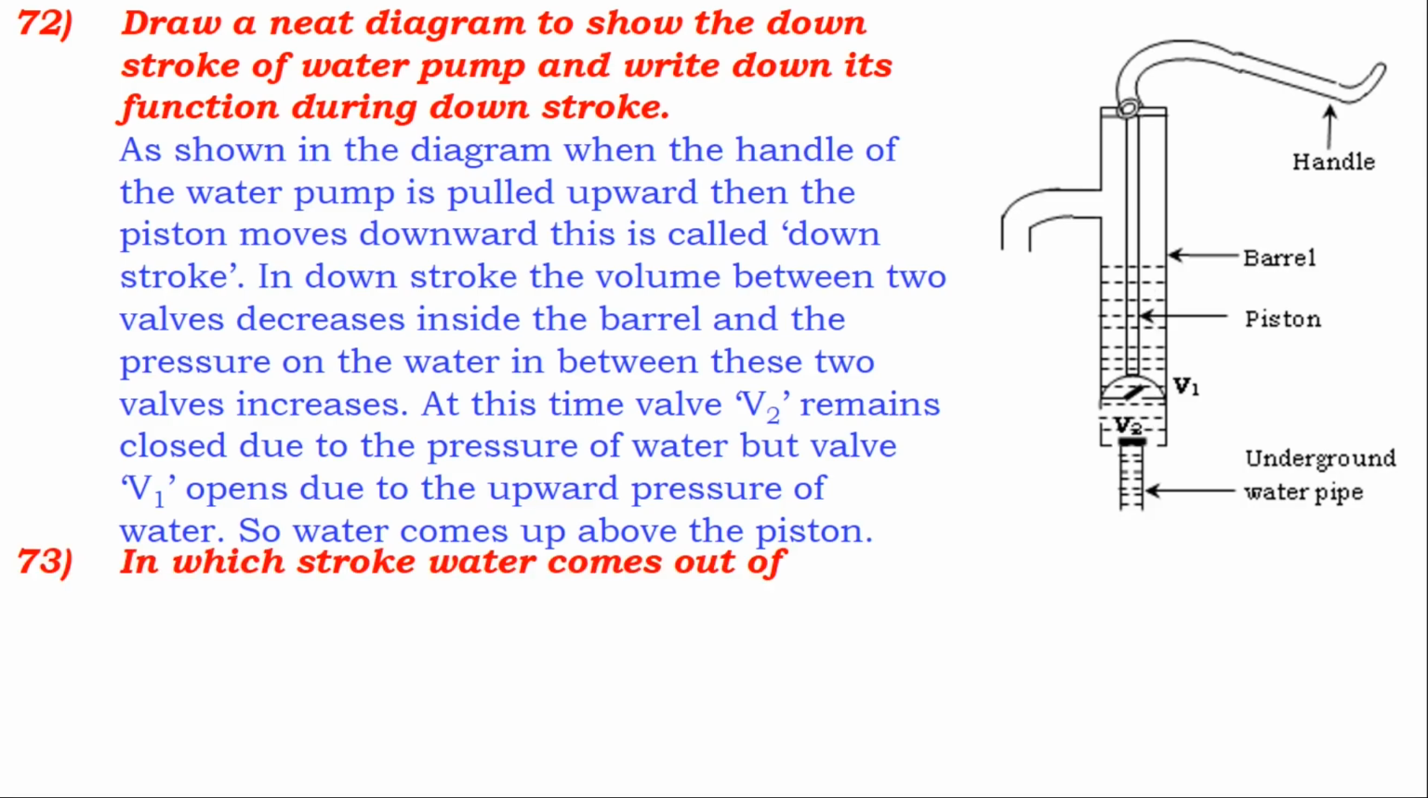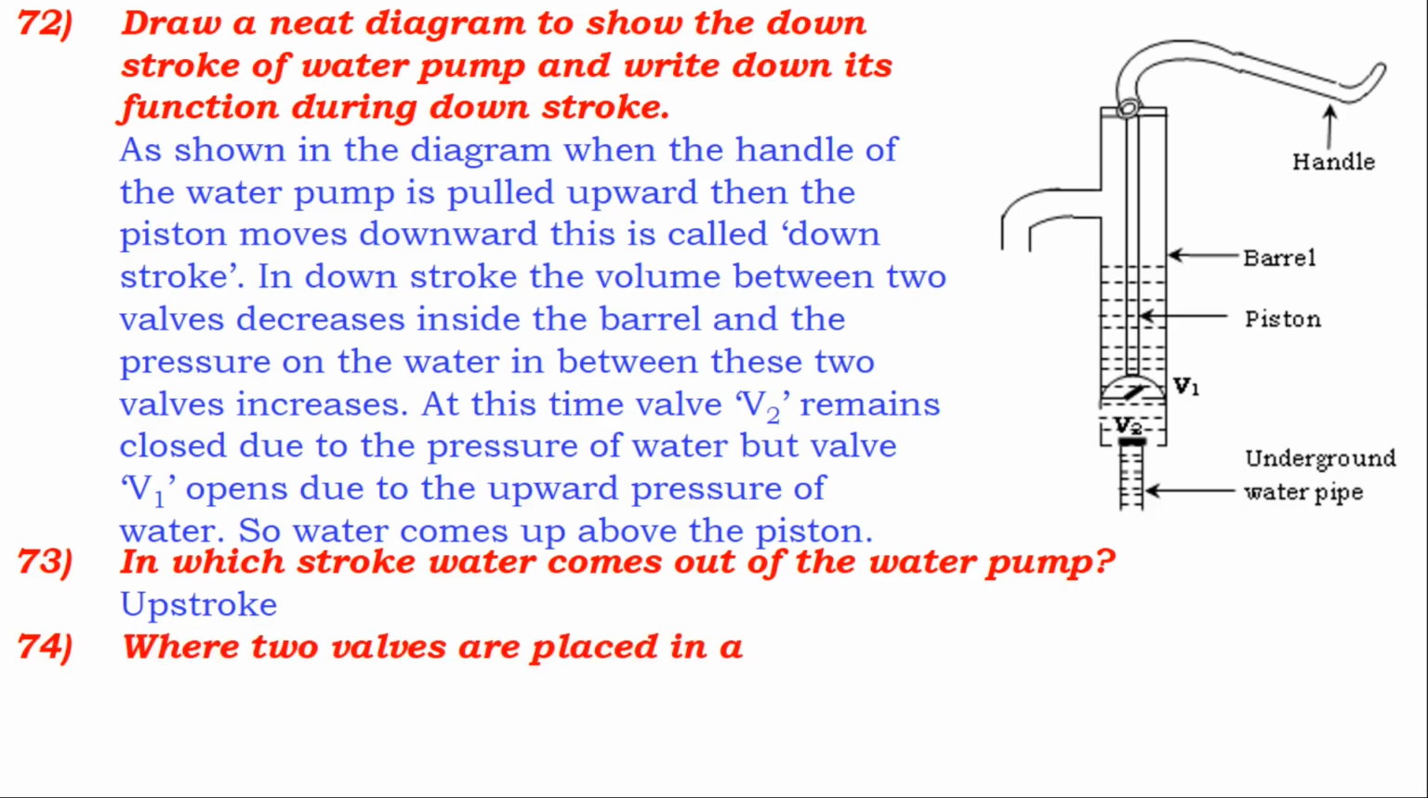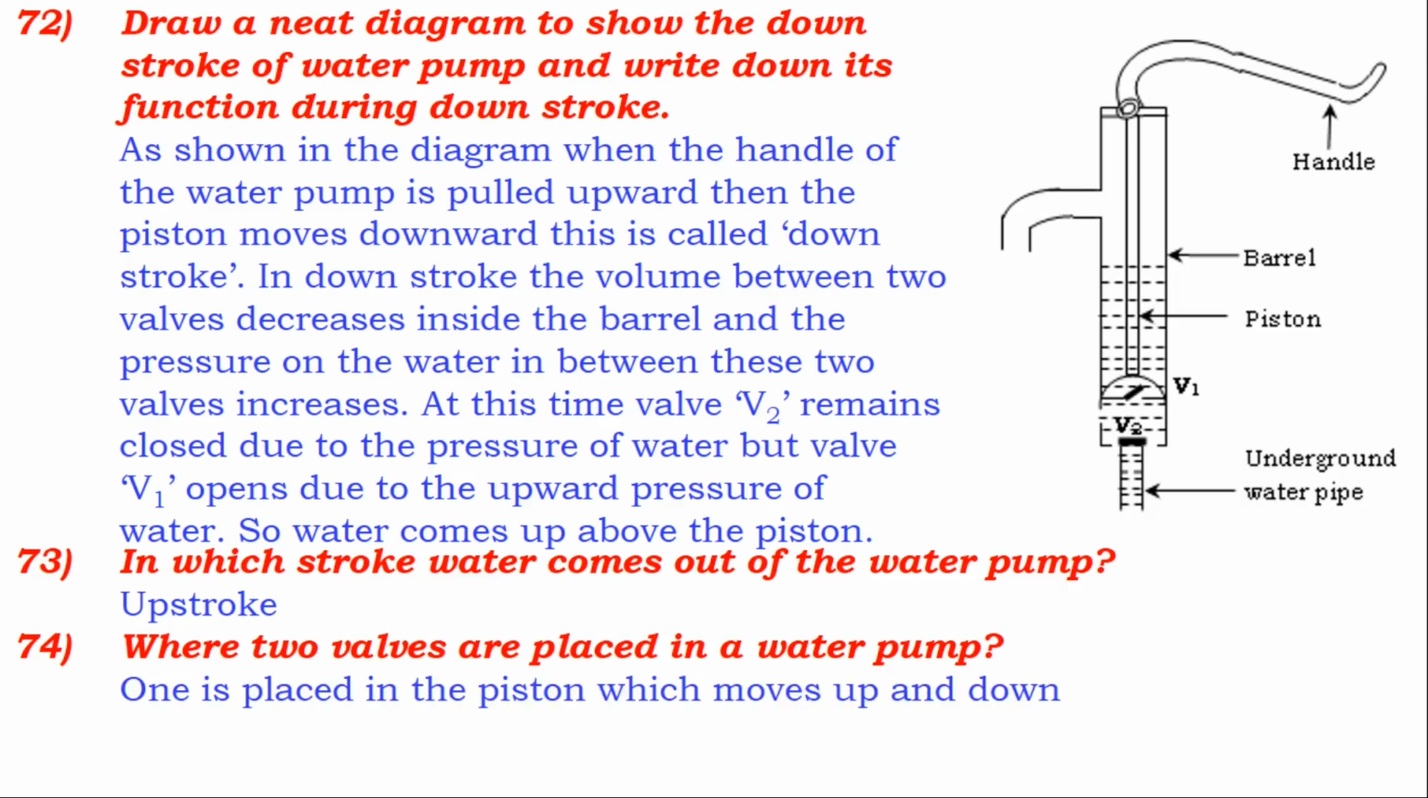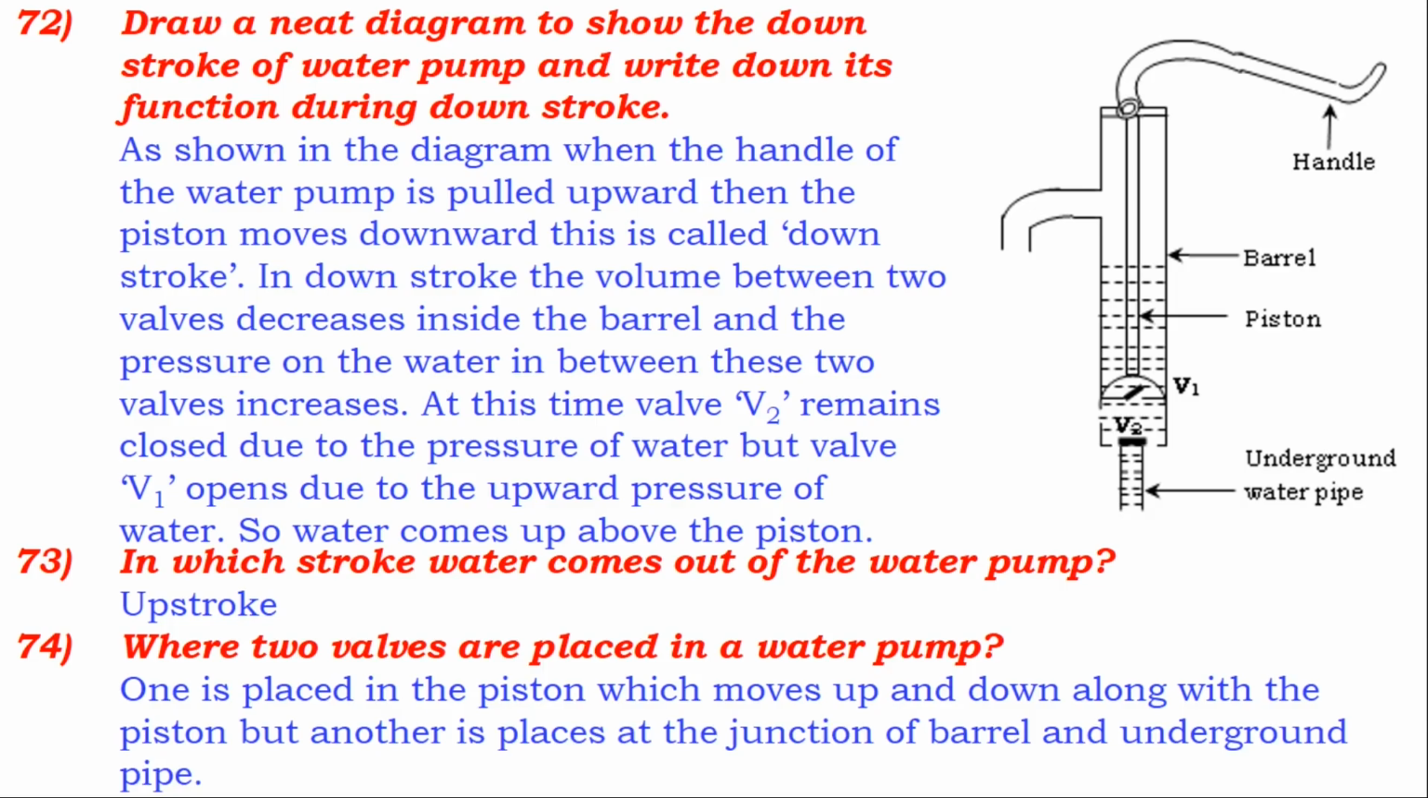Next, in which stroke does water come out of the water pump? This is very simple. Upstroke. Upstroke means when the piston moves upward. Where are the two balls placed in a water pump? One is placed in the piston, which moves up and down along with the piston, but another is placed at the junction of the barrel and the underground pipe. One is here, look at this, which moves up and down with the piston, and another one is at the junction of the underground pipe and barrel.